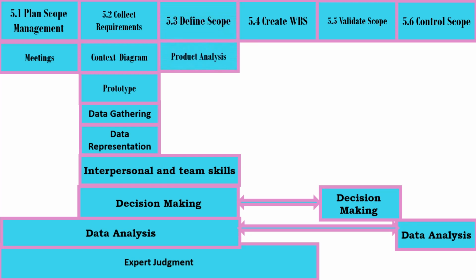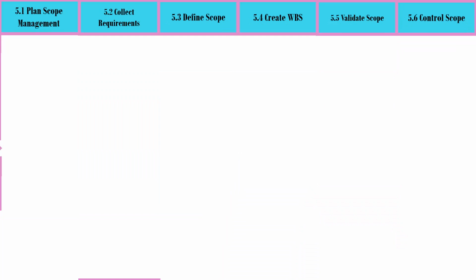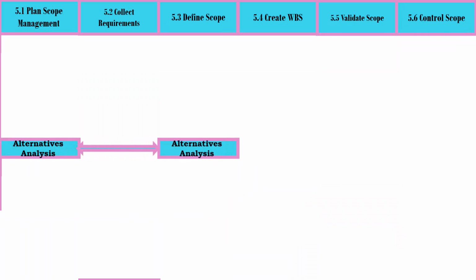Defined scope has product analysis. Create WBS has decomposition. Validate scope has inspection. Tools and techniques of project scope management. Plan scope management has data analysis, such as alternative analysis, which is shared with defined scope.